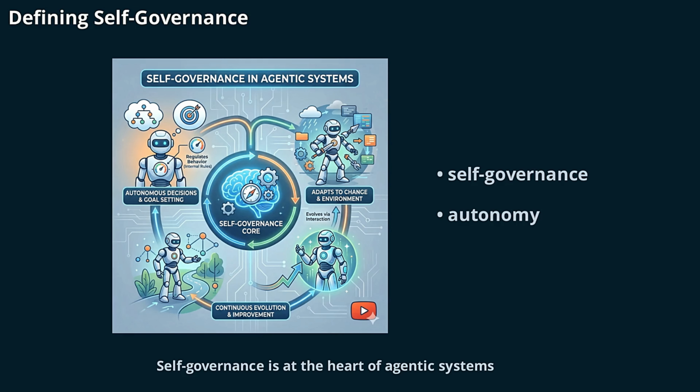Self-governance is at the heart of agentic systems. It refers to a system's ability to control itself autonomously without external direction. Such systems can make their own decisions, set goals, and regulate behavior based on internal rules and algorithms. They operate according to their own states and adapt when the environment or objectives change. Through meaningful interactions with their surroundings, these systems continuously evolve and improve, making self-governance a foundational principle for intelligent autonomy.